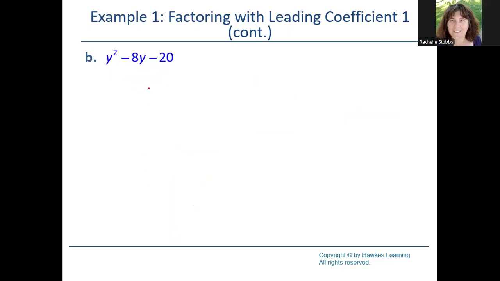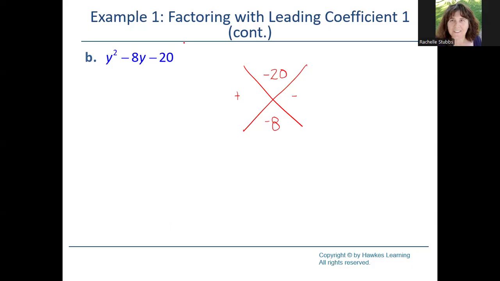So let's look at this one. We have a negative 20. What kind of factors would I have to make a negative 20? Well, one would have to be positive and one would have to be negative, wouldn't they? Then I look at my b. My b is a negative 8. I know that the larger of the two factors will be the negative, since b is negative.